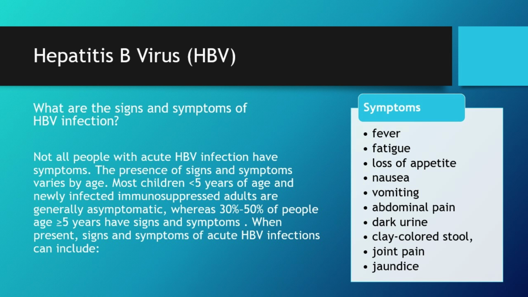When present, signs and symptoms of acute HBV infection can include fever, fatigue, loss of appetite, nausea, vomiting, abdominal pain, dark urine, clay-colored stool, joint pain, and jaundice.